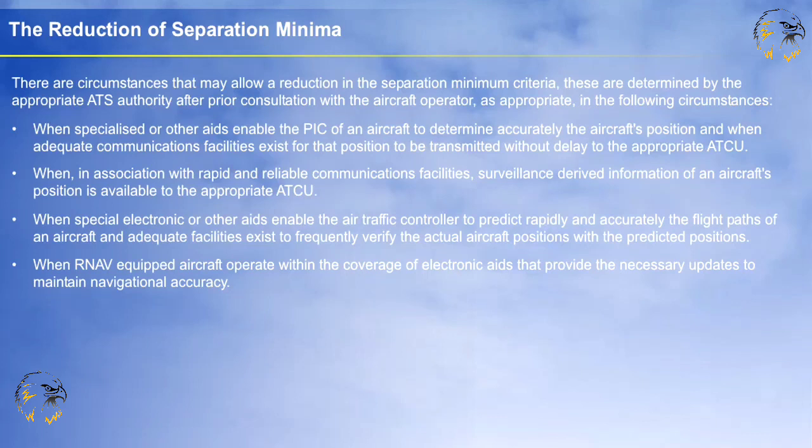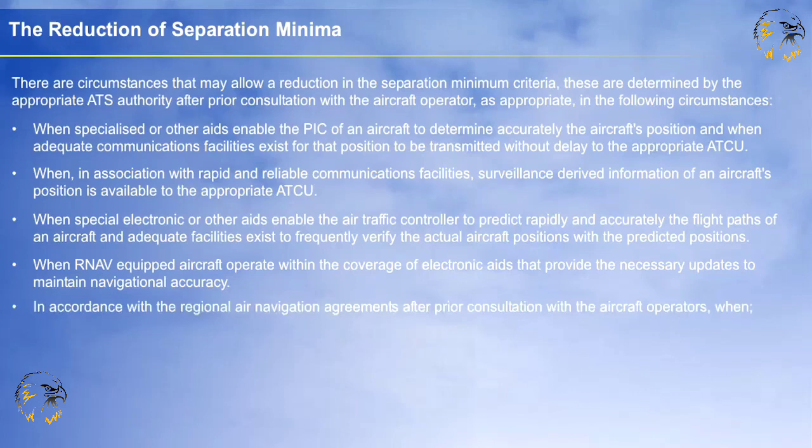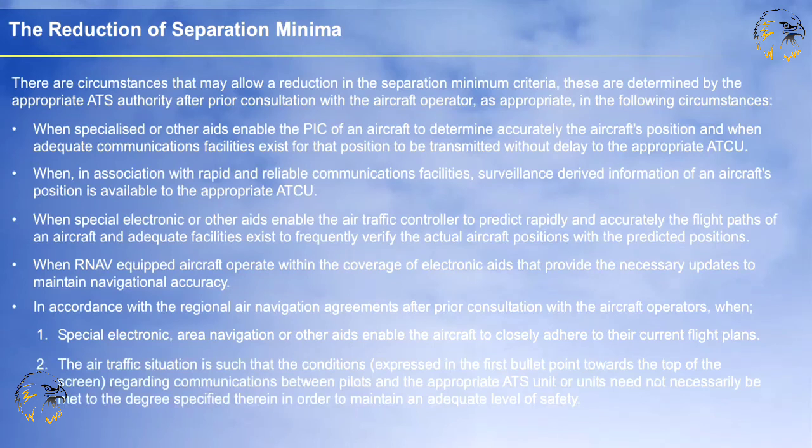when RNAV-equipped aircraft operate within the coverage of electronic aids that provide the necessary updates to maintain navigational accuracy, in accordance with the regional air navigation agreements after prior consultation with the aircraft operators, when special electronic area navigation or other aids enable the aircraft to closely adhere to their current flight plans, the air traffic situation is such that the conditions regarding communications between pilots and the appropriate ATS unit or units need not necessarily be met.